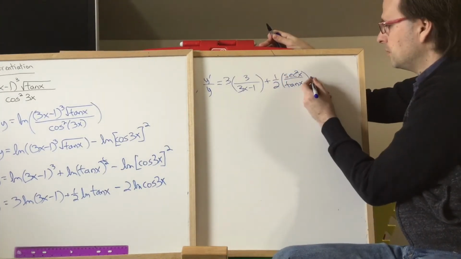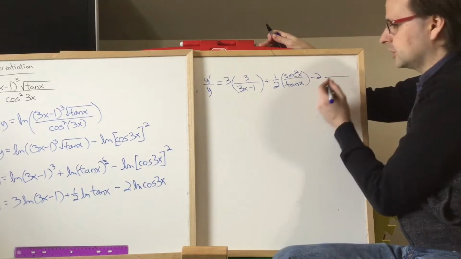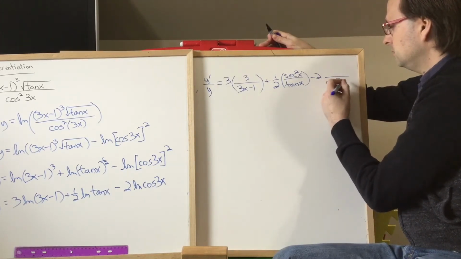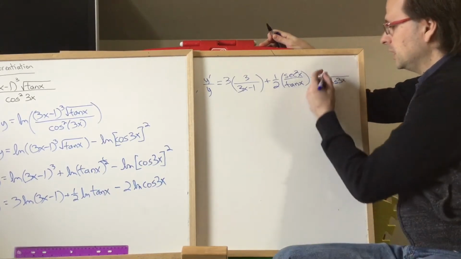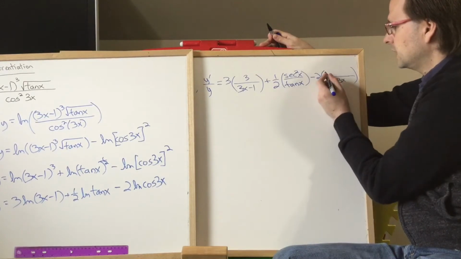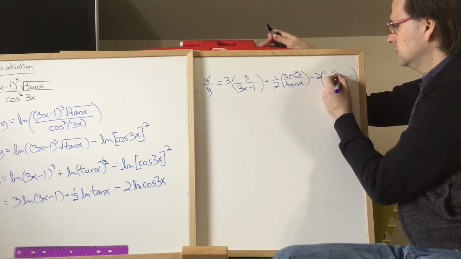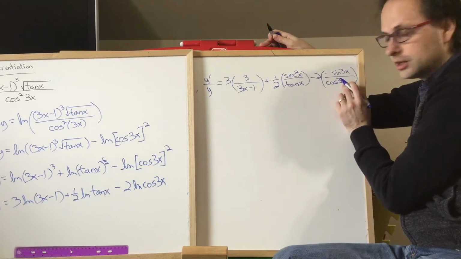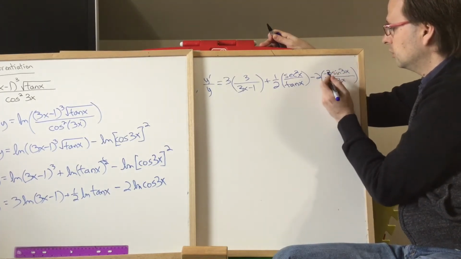And finally, we have a minus 2 ln of cos 3x. Now be careful here. Original on the bottom. The derivative of cos 3x is going to have a little chain in it. Cosine goes to negative sine. Nothing happens to the inside. Then times the derivative of the inside, which would be 3. So I'm going to put that over here.